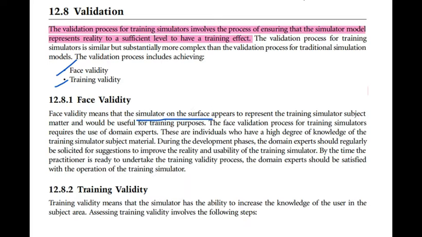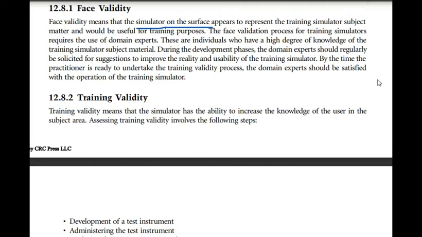Now, for the training validity naman, ang sinasagot ni training validity is yung tanong na, does the model increases the knowledge of the user in the subject area? So, kapag gigamit ba ni sa user, mas mag-gain ba siya of knowledge? Mas maka-learn ba siya? Ganun. So, yun ang sinasagot ni training validity. And assessing training validity involves these 3 steps.